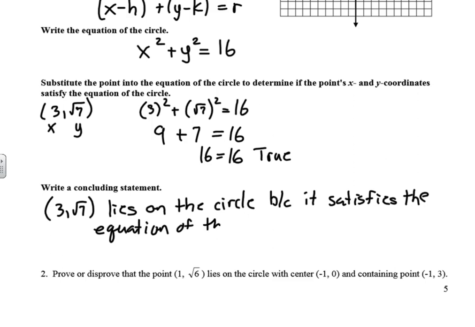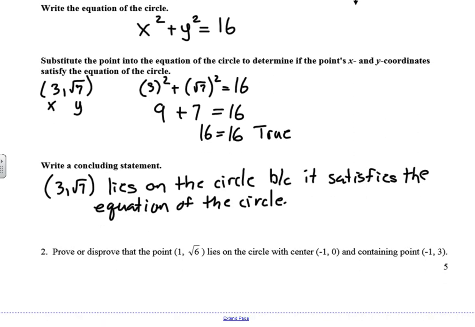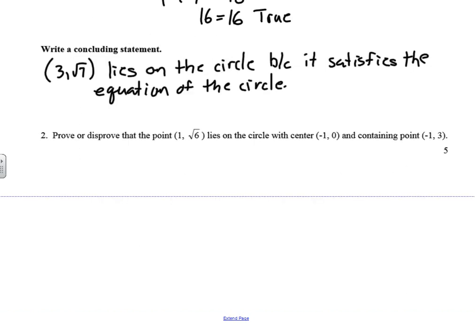All right, so there's our outline. Basically, find the equation of the circle, substitute, and see if it's true. Now, prove or disprove that the point (1, square root of 6) lies on the circle with center at (-1, 0), containing the point (-1, 3).